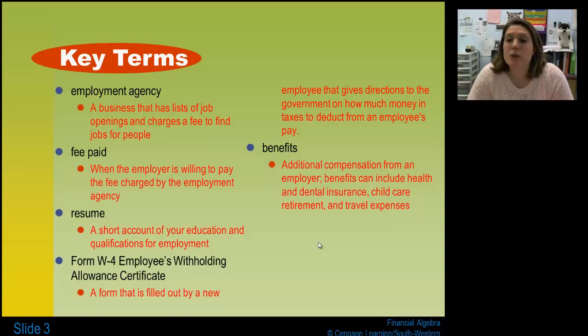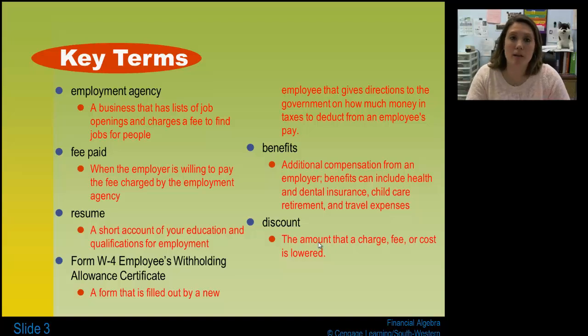Benefits. This is additional compensation from an employer. Benefits can include health and dental insurance, child care, retirement, and travel expenses. Discount. This is the amount that a charge, fee, or cost is lowered by. So again, if you're putting an ad in a newspaper, sometimes the more that you do, there's a bigger discount. So the more lines that you were to put in or the more ads you were to put in, there's a discount for that.